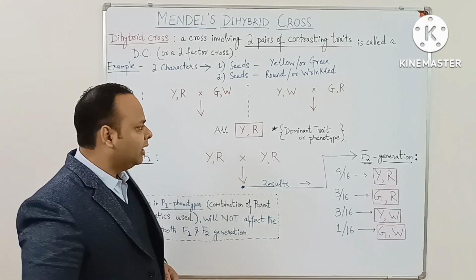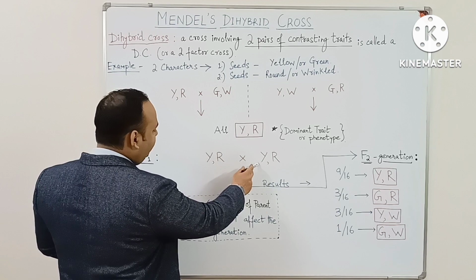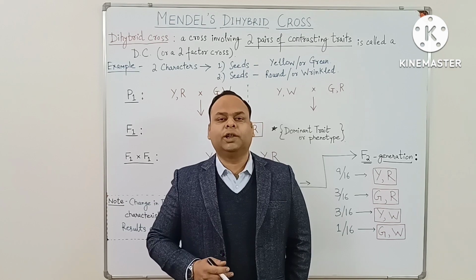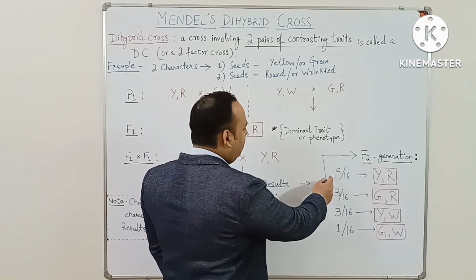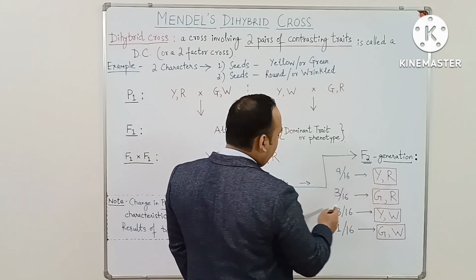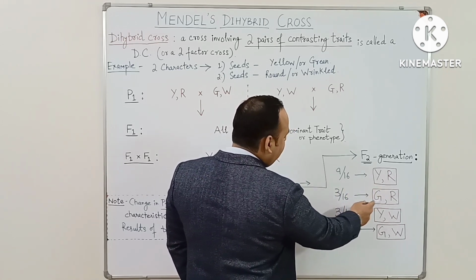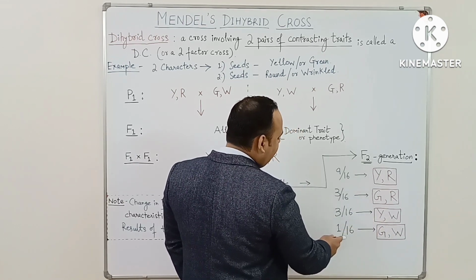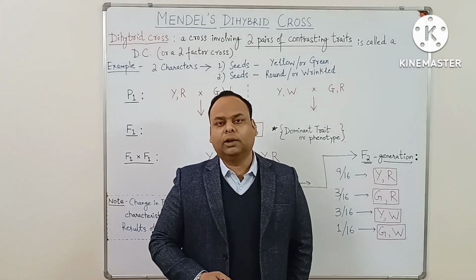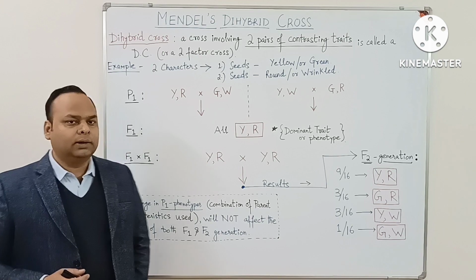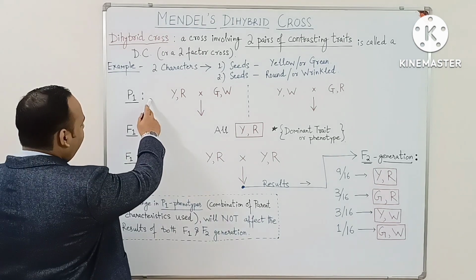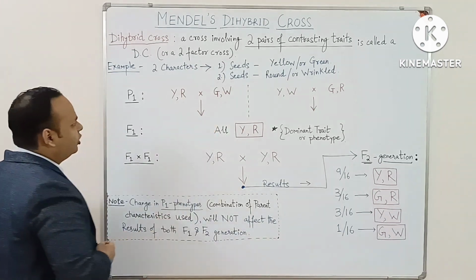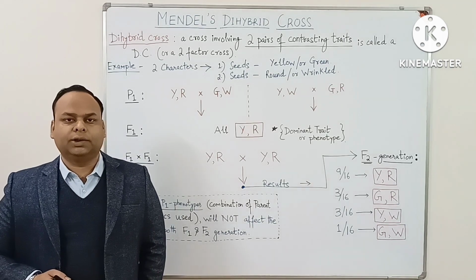When this F1 generation is selfed, that is F1 is crossed with F1, the following results are achieved in the F2 generation. The F2 generation progeny consists of 9 out of 16 plants that are yellow and round, 3 out of 16 plants that are green and round, 3 out of 16 plants that are yellow and wrinkled, and 1 out of 16 plants which is green and wrinkled. An important point to be noted here is that a change in P1 phenotypes, that is the combination of characters of P1 parents, does not affect the result of both F1 and F2 generation.